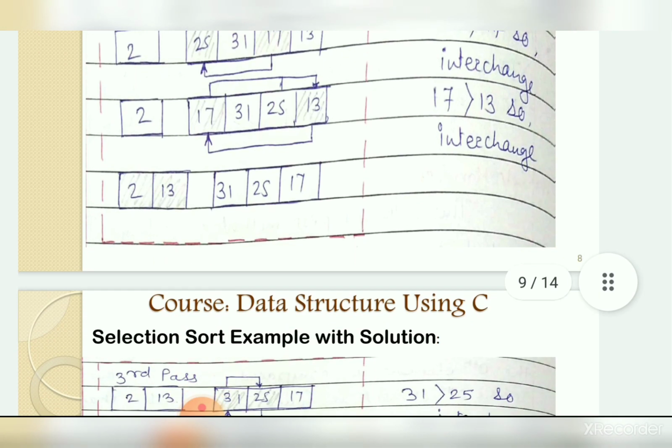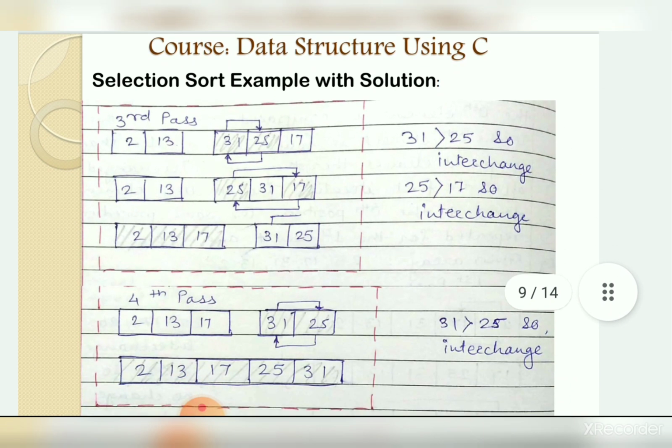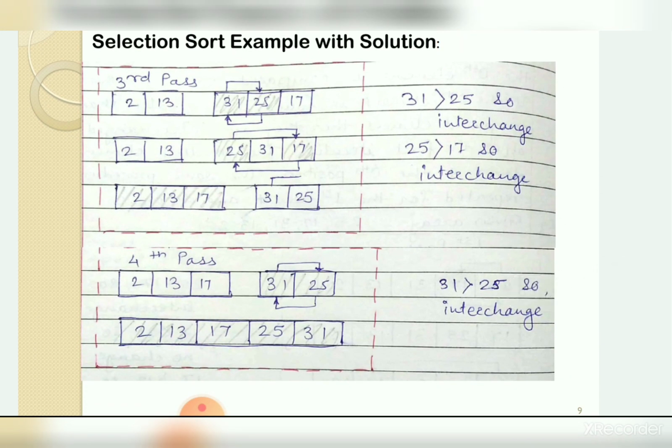The remaining list contains the values 31, 25 and 17. Again 31 compared with 25, swap the elements. 25 compared with 17, swap the elements. You will get the third smallest element, that is 17, at the second position. So we just have to sort the 2 elements in the next pass. After the third pass you will get 3 sorted elements. In the fourth pass you have to compare 31 with 25. 31 is greater than 25, so we have to swap the elements and you will get the properly sorted elements at the end of the fourth pass.